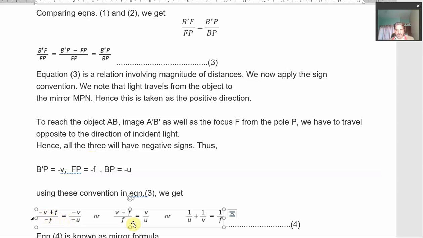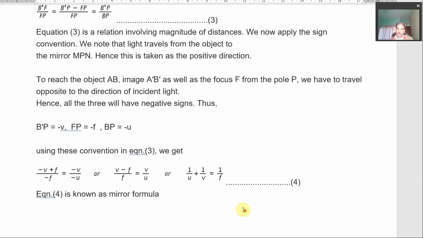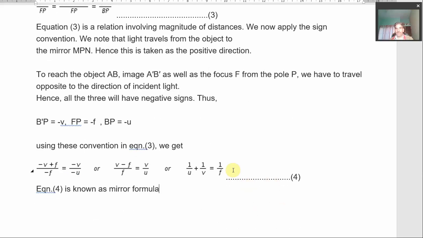On all calculation and simplification, we get this formula: 1 upon u plus 1 upon v is equal to 1 upon f. This formula is nothing but the mirror formula, right? This formula will be true for the convex mirror also, or for the real as well as for the virtual image, as the case may be. So this formula will hold true for all kinds of images formed, or for all kinds of mirrors which cause the reflection for the image formation. So this is about this formula.